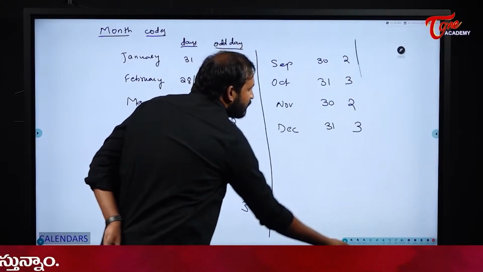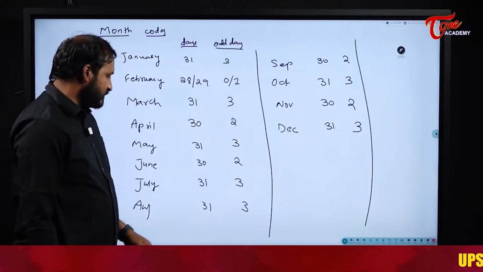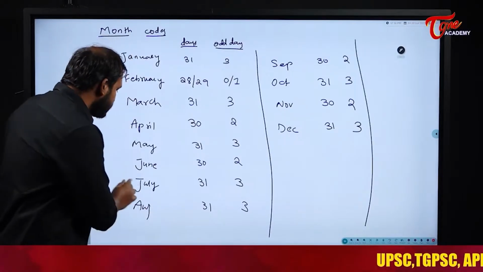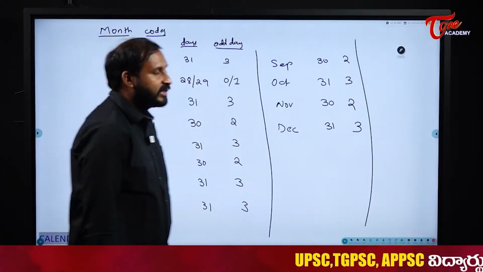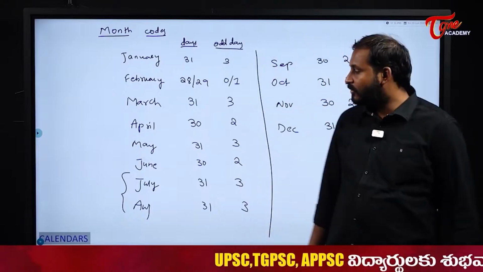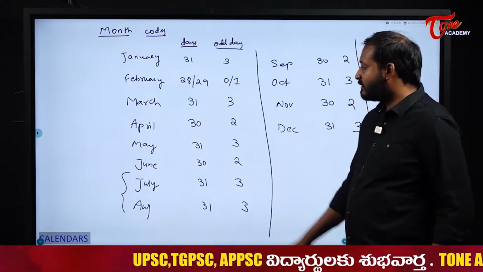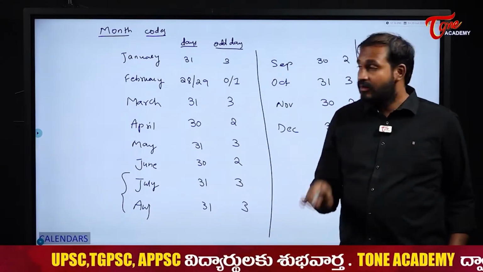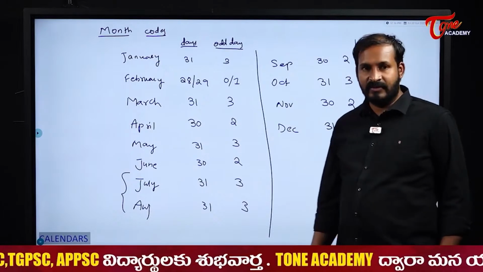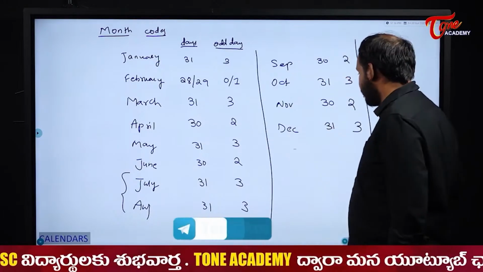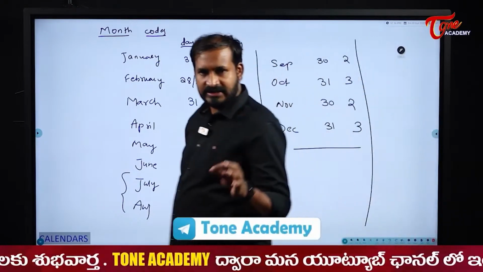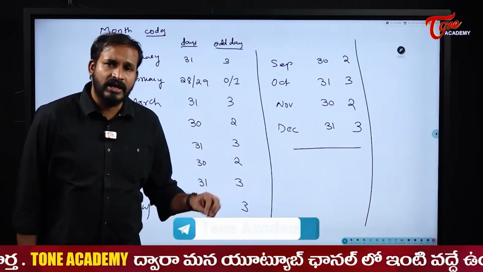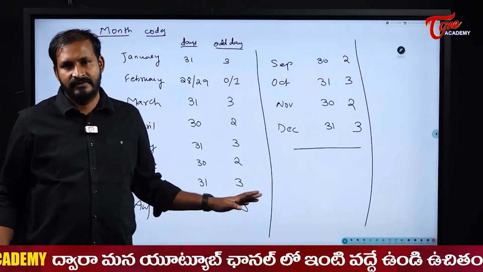So these are the month codes for all the months. See here, students, please be careful with this. July and August both will have 31 days each. Because of that, we are writing our odd days in this manner: January, February, March and so on till December. So odd days are very simple. You don't need to memorize by heart. If you know the number of days in that month, that is enough.